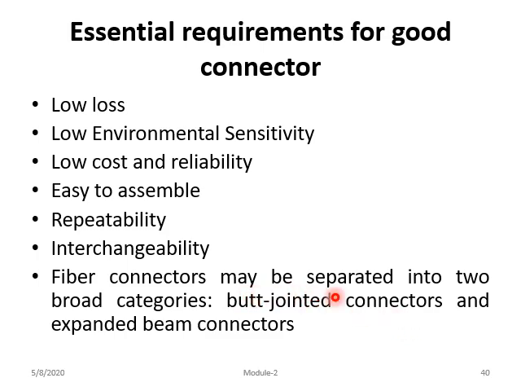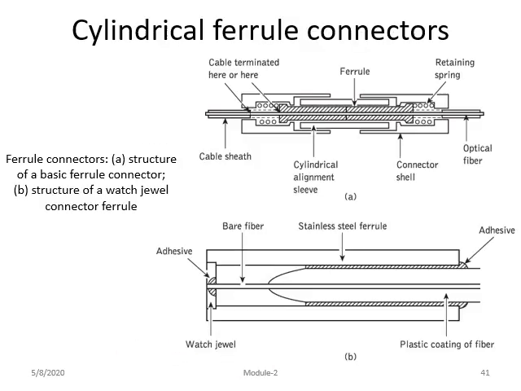Fiber connectors may be separated into two broad categories: one is the butt jointed connector and the other is the expanded beam connector. One type of butt jointed fiber connector is the ferrule connector, the cylindrical ferrule connector, and its structure is shown in this diagram. If the question asks about fiber connectors, you can explain the two types: one is the ferrule and the other is the expanded beam.